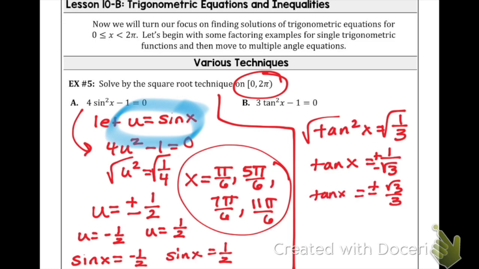So root 3 over 3 is not as steep as root 3, so it's going to be our 1/6 of a pi. Again, go figure. And since we have plus and minus, it's going to be all of those 1/6 of a pi, so pi over 6, 5 pi over 6, 7 pi over 6, 11 pi over 6.